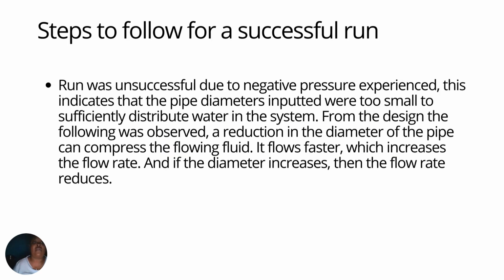Now, thereafter, for a successful run: the run that I performed was unsuccessful because of negative pressures experienced. This indicates that the pipe diameters inputted were too small to sufficiently distribute water in the system. So now from the design, the following was observed. A reduction in the diameter of the pipe can compress the flowing fluid. It flows faster, which increases the flow rate. And if the diameter increases, then the flow rate reduces.